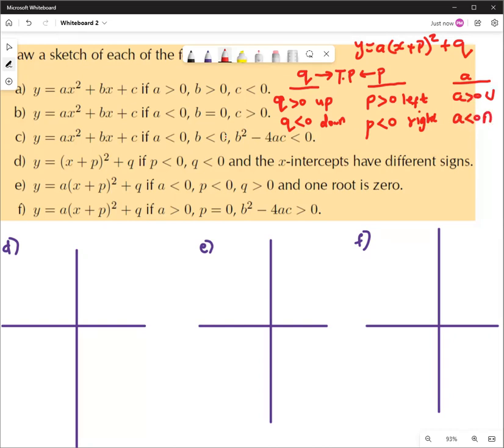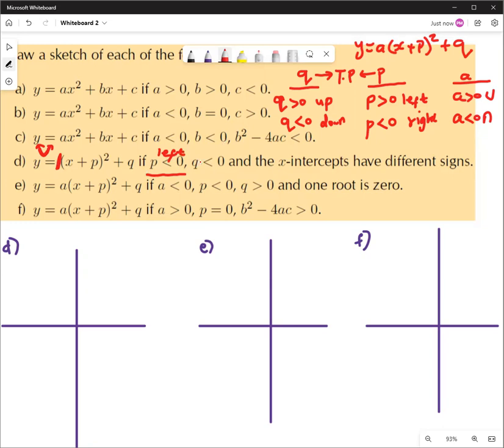Okay. Now let's answer D. D, I see, here they didn't put anything. It means my A is 1 then, right? If my A is 1, then it means I'm going to be facing up, right? Already I know that I'm facing up because my A is positive 1. Okay, good. And then P is negative. So I'm on the left. So I'm turning on the left.